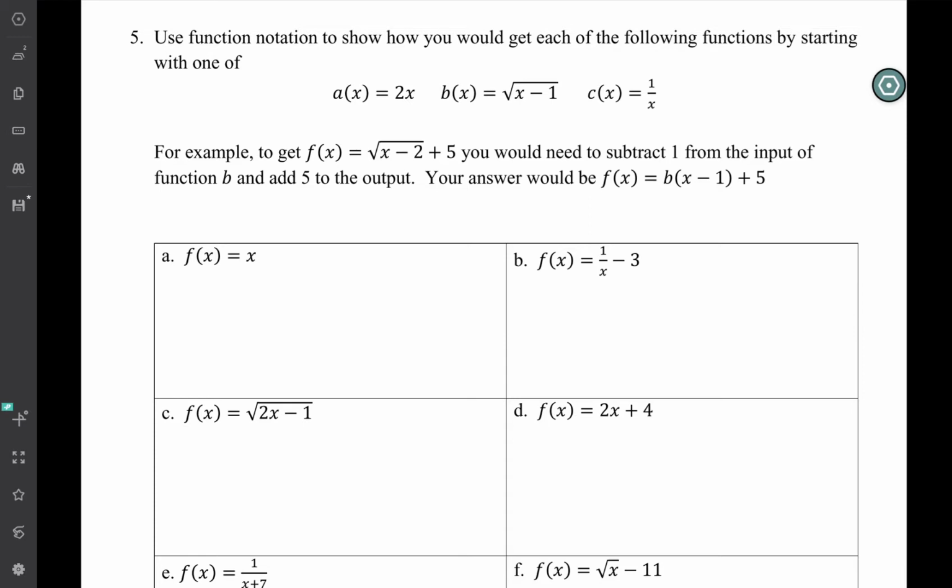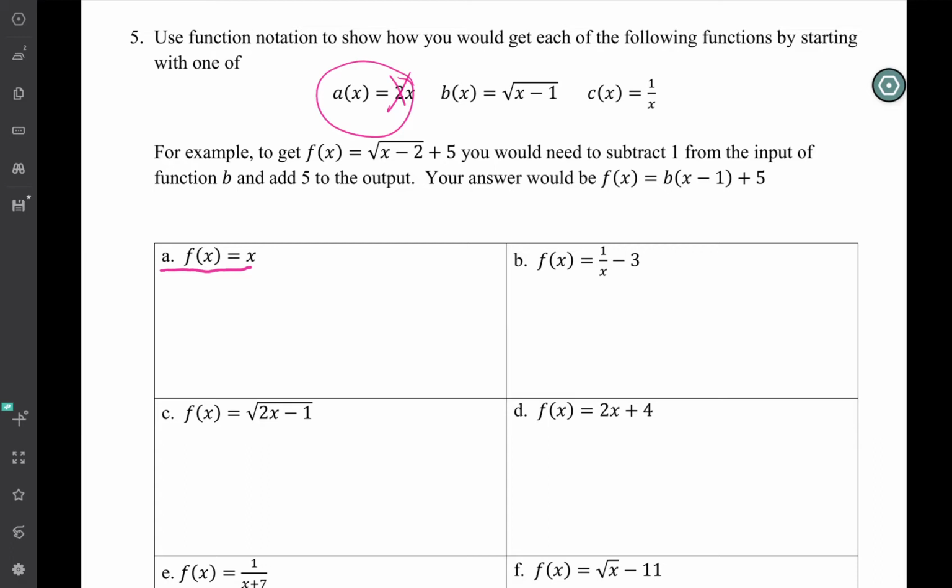So what you need to be doing here is looking at, for example, in part A, f of x equals x, and saying, okay, which of the three functions up above is that closest to? And I would say it's closest to a of x. And then the question is, what do you have to do to a to turn it into f? My short answer is I need to figure out how to get rid of this 2. So the important part is, how do you get rid of that 2 using function notation?